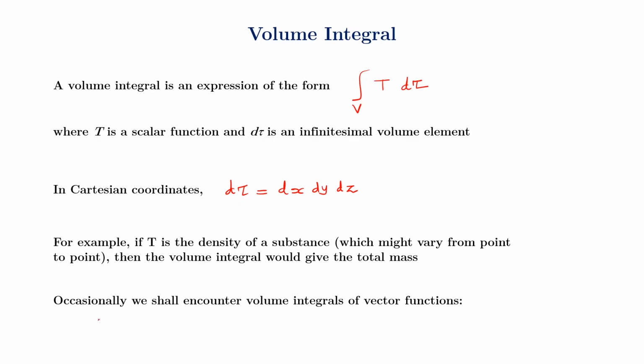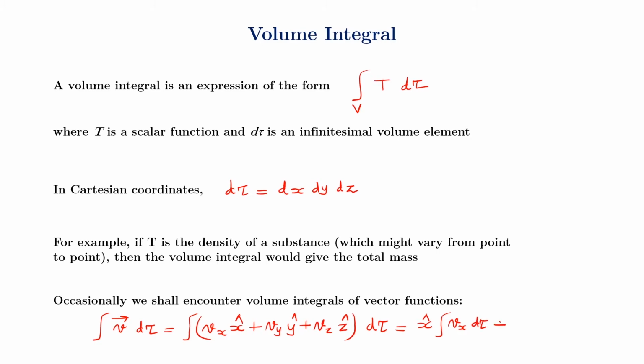Occasionally, we shall encounter volume integrals of vector functions, as the integral of v d tau equal to the integral of (vx x hat plus vy y hat plus vz z hat) times d tau, which is equal to x hat integral vx d tau plus y hat integral vy d tau plus z hat integral vz d tau. We have taken the unit vectors outside the integral because they are constants.